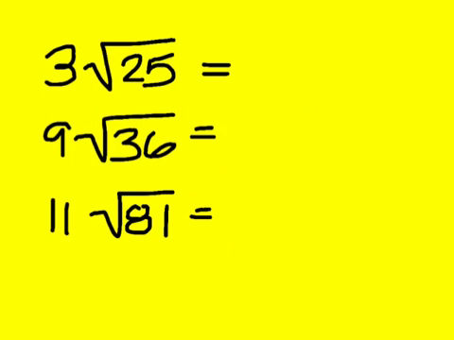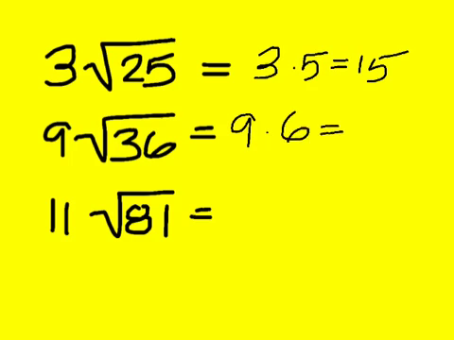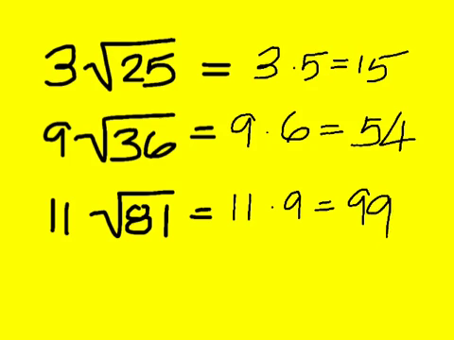Example problem number 3. Now you have a number multiplied against a square root. So what is the square root of 25? 5. What's 3 times 5? 15. And what's the square root of 36? 6 times 9. 54. And square root of 81, 9 times 11. 99. So that's the only difference there.